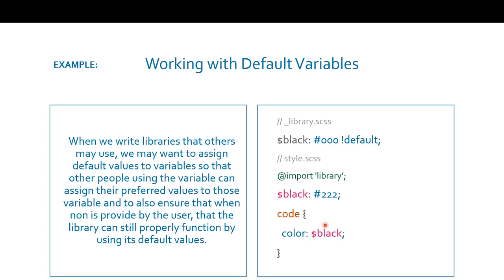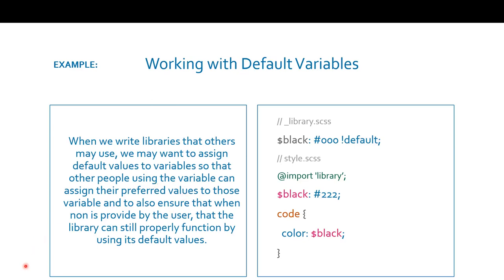So I think that is basically what default variables are. You can read through this explanation. Default variables are variables that have been defined by third parties or in another file and assigned a default value. Then if we are going to use that variable, it means that we are going to assign our own value to that particular variable.